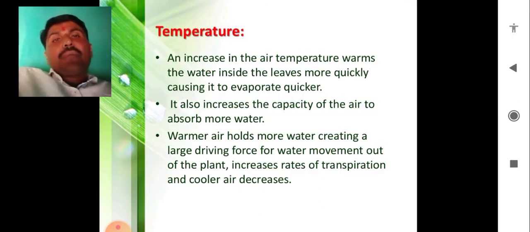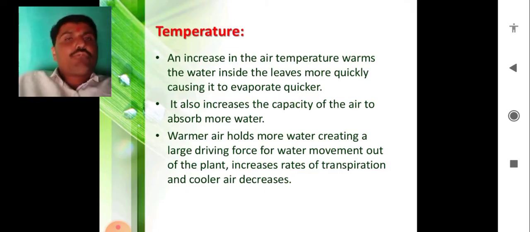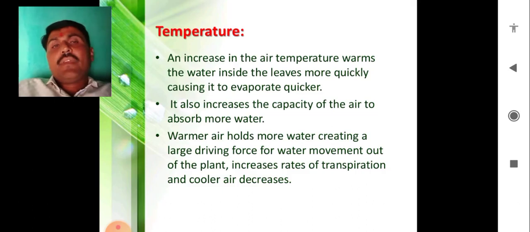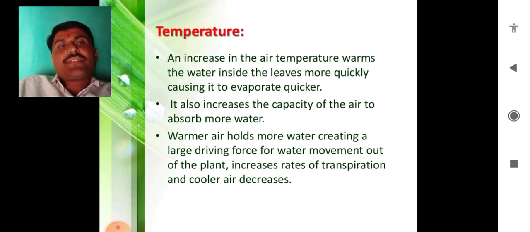What type of humidity is present in the season, whether rainy, summer or winter, determines the pattern in which transpiration takes place. Well, temperature is also one of the most important and crucial factors for transpiration.